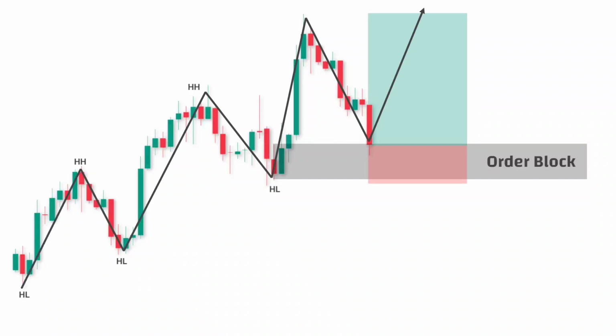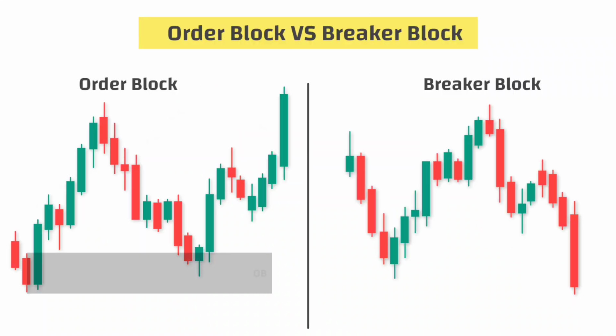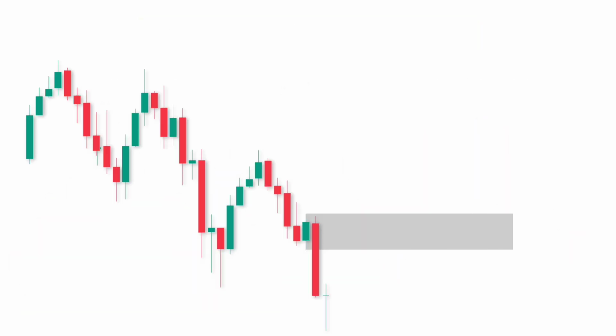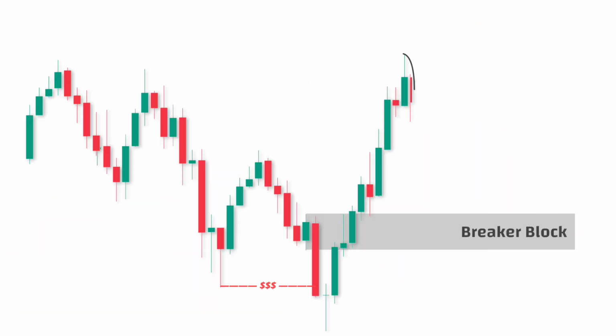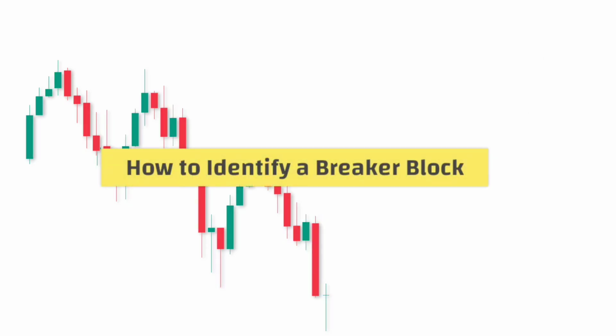Stop trading random order blocks. They fail 80% of the time, and if you don't know the difference between an order block and a breaker block, you're just fuel for the market. I'm giving you the only true breaker block formula that validates a definitive market structure shift and signals a high probability reversal. So how to identify a valid breaker block?